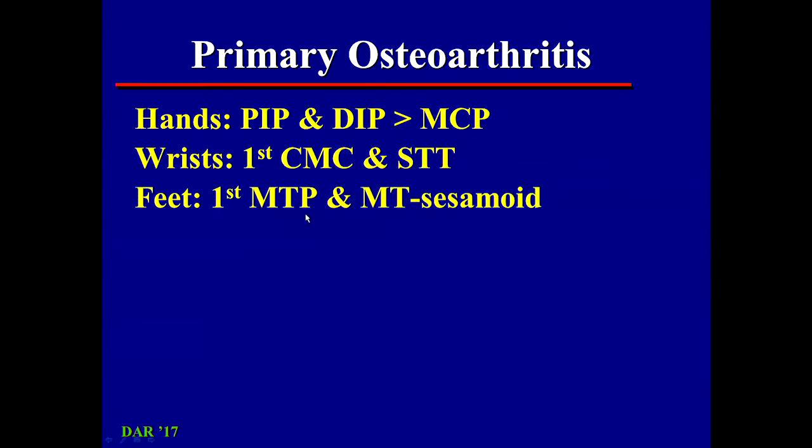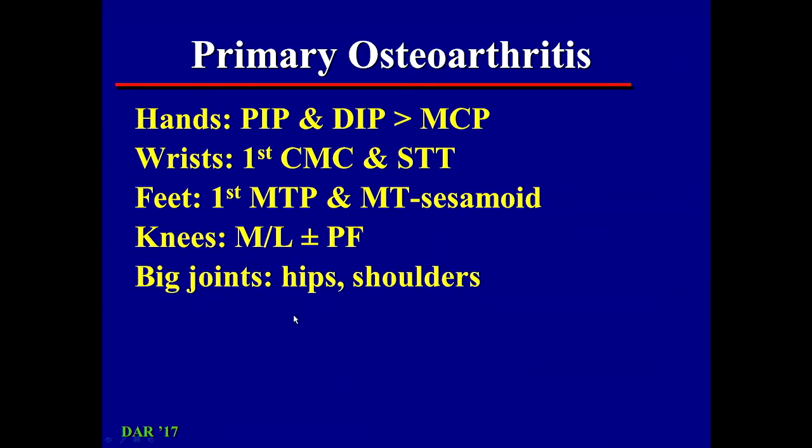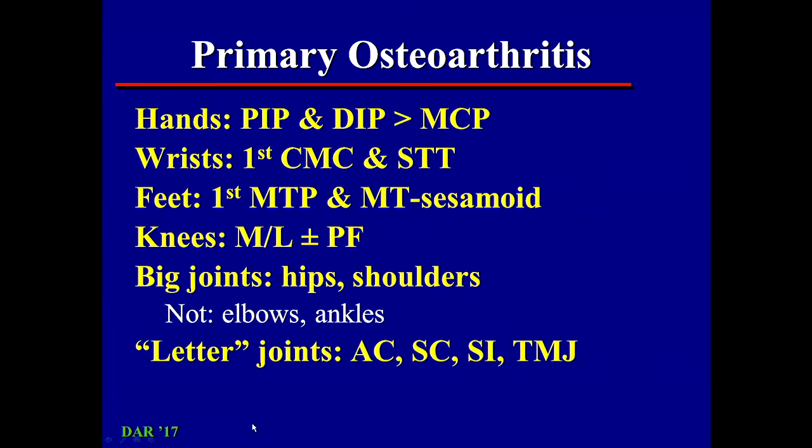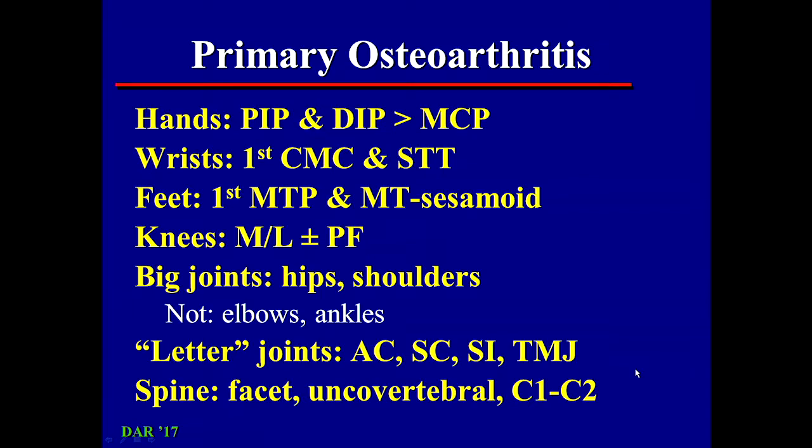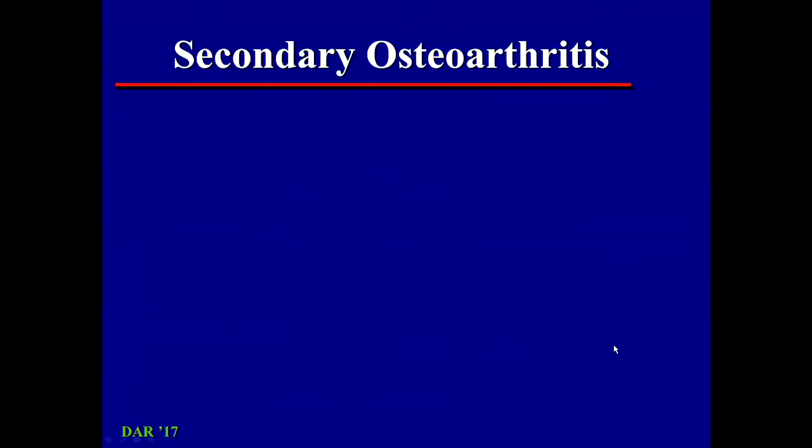In the feet, typically only in the first metatarsal phalangeal joint or between the first metatarsal and the underlying sesamoids, not in the hindfoot, not in the midfoot. In the knees, typically in the medial or lateral compartments with or without the patellofemoral compartment. The big joints of the body, especially the hips and shoulders, though important exception, elbows and ankles typically do not get primary osteoarthritis. The joints that are lettered, and by these I mean the acromioclavicular, sternoclavicular, sacroiliac, temporomandibular joints, and then finally in the spine, the synovial joints that are the facet joints, uncovertebral joints, and the joints between the C1 and C2.